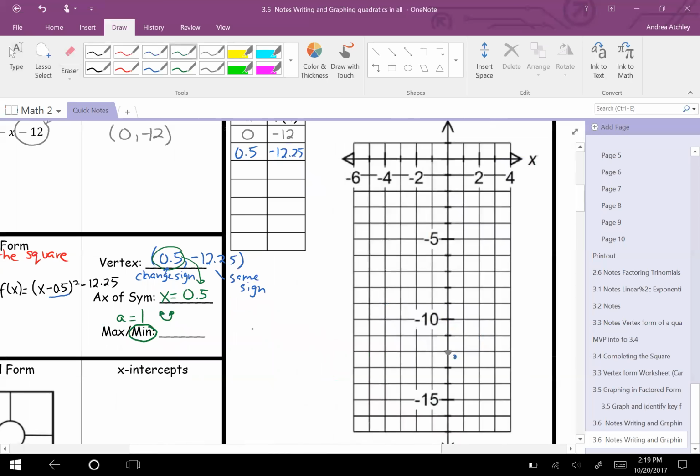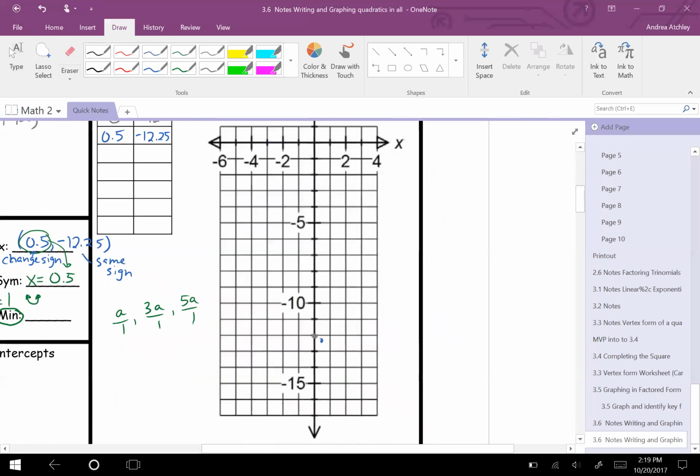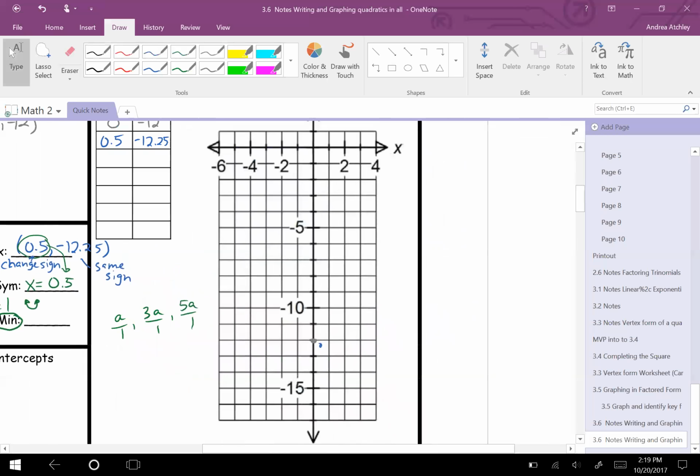And now I'm going to use my A value, so it's A over 1, 3A over 1, and 5A over 1 to graph this. Now this is going to be a little bit tricky because I'm never going to be on a line. I'm always going to be kind of in the middle of it. So I have to go over 1 and then up 1. Over 1 and up 1.